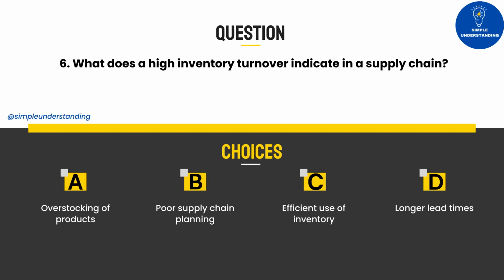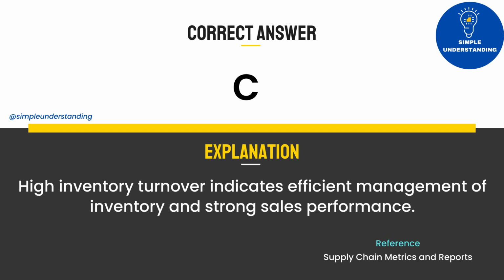6. What does a high inventory turnover indicate in a supply chain? A. Overstocking of products. B. Poor supply chain planning. C. Efficient use of inventory. D. Longer lead times. Correct answer: C. Explanation: High inventory turnover indicates efficient management of inventory and strong sales performance.